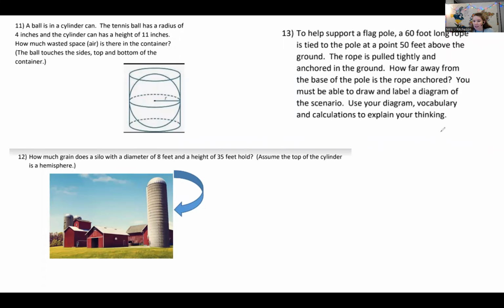So the flagpole, we're tying a rope at 50 feet from the ground, okay? And then the rope is 60 feet long, so they're pulling it over here and anchoring it. The question is, how far from the end of the rope to the bottom of the flagpole? So that's the part we're looking for. So we're going to use our Pythagorean theorem.